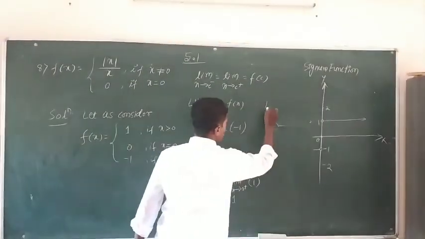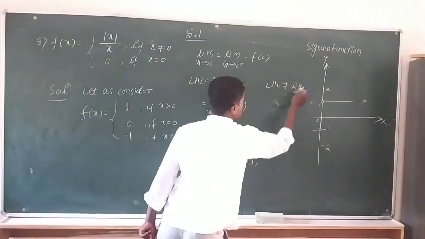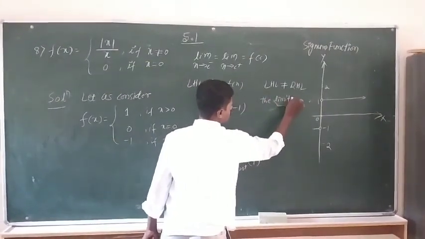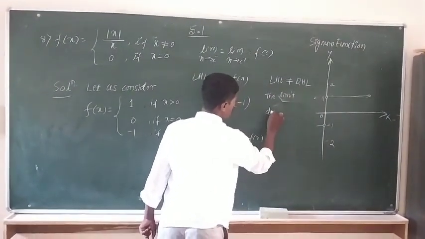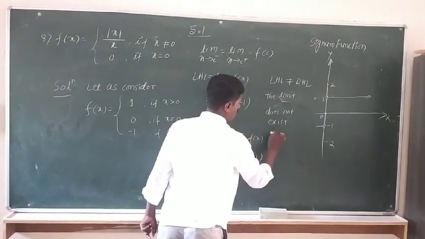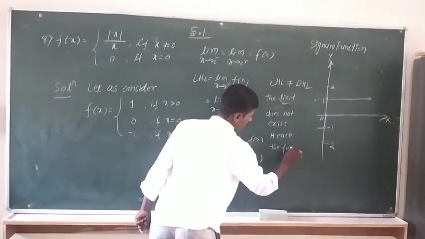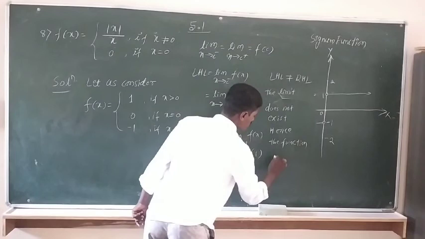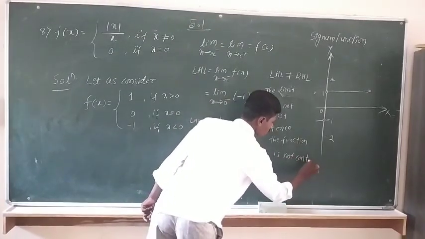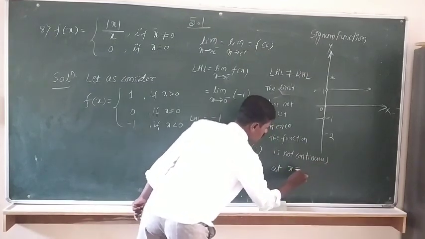Here observe that LHL is not equal to RHL. The limit does not exist. Hence the function is not continuous at x equals 0.